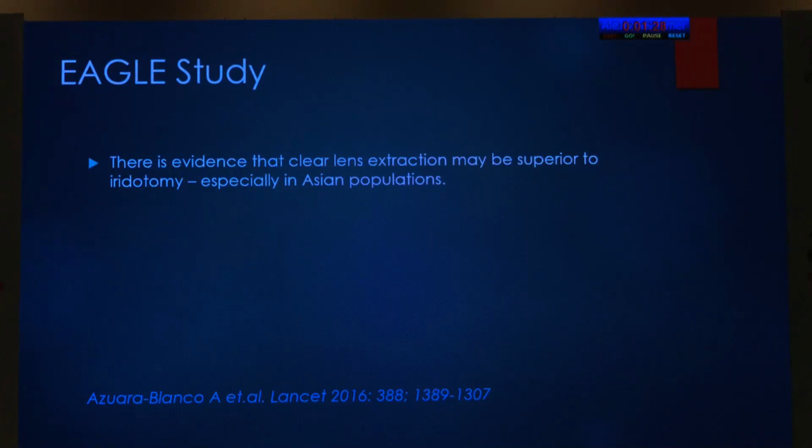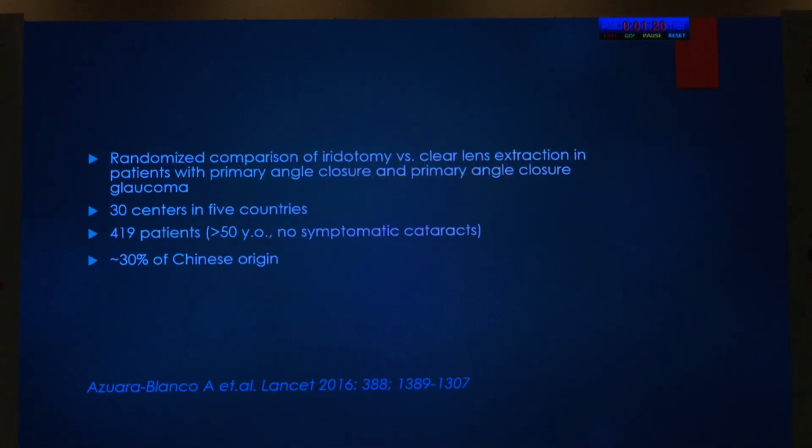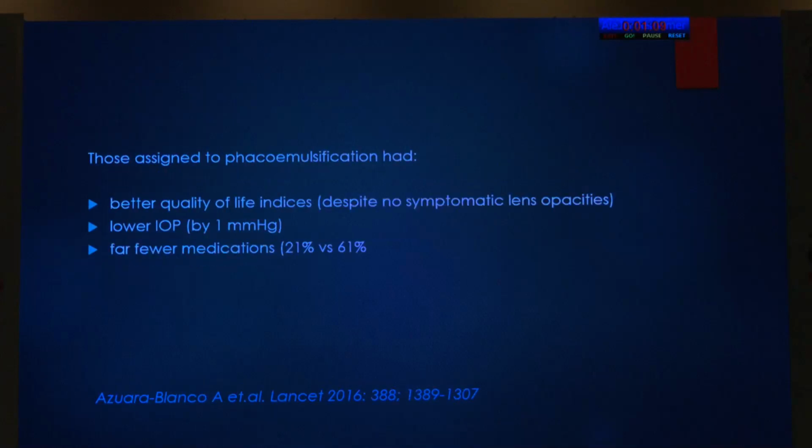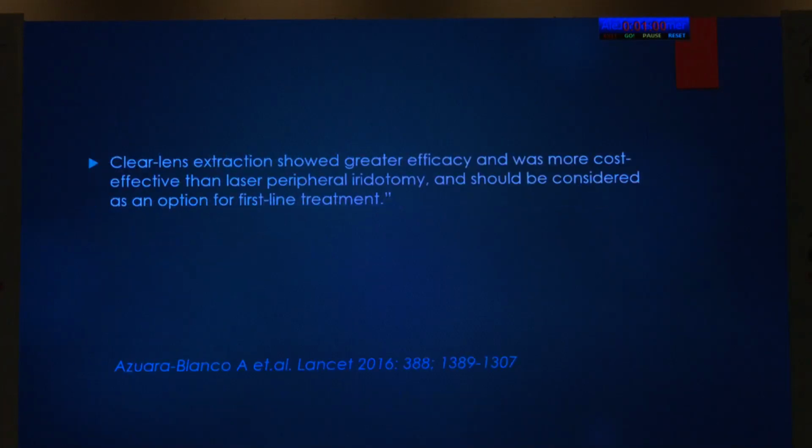Now, a word about the EAGLE study. There is evidence that clear lens extraction may be superior to iridotomy, especially in Asian populations. A randomized comparison of iridotomy versus clear lens extraction in patients with primary angle closure and primary angle closure glaucoma was done. There were 419 patients at 30 centers in 5 countries. And those who were assigned to phacoemulsification had better quality of life indices, lower intraocular pressure, and far fewer medications. So it has been seen that clear lens extraction showed greater efficacy and was far more cost-effective than laser peripheral iridotomy and should be considered as an option for first-line treatment.